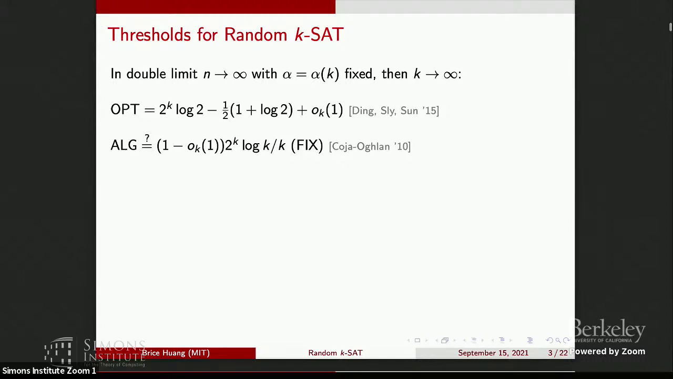The current best algorithm that we know is Fix by Coja-Oghlan, which succeeds up to clause density about 2 to the k log k over k. This is almost a whole factor of k less than opt. So there's a very large information computation gap.